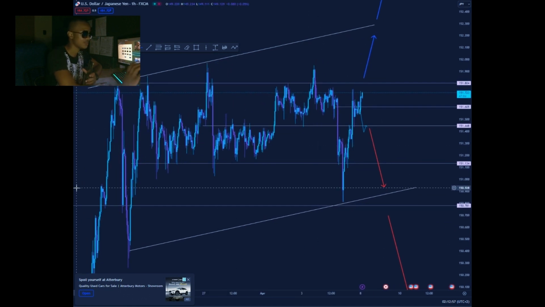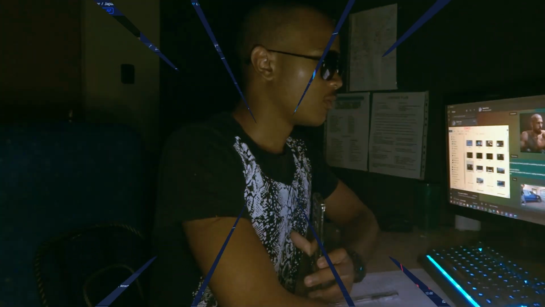We see that it's in a bullish wedge and it's in a bullish trend line on a 1 hour time frame. So it means that we're looking to do what? We're looking to take buys. Going furthermore, now we're going to look at gold.